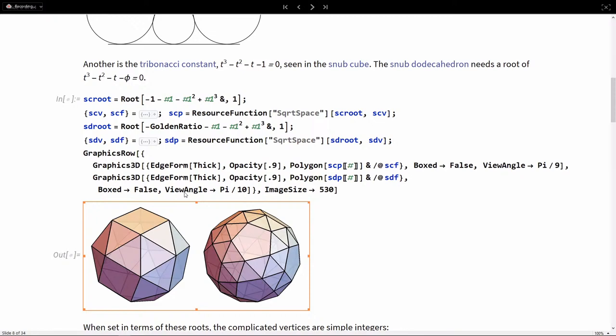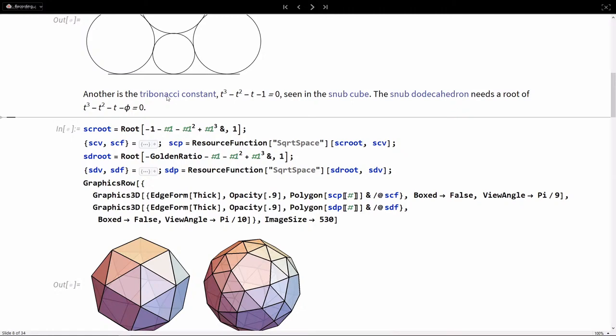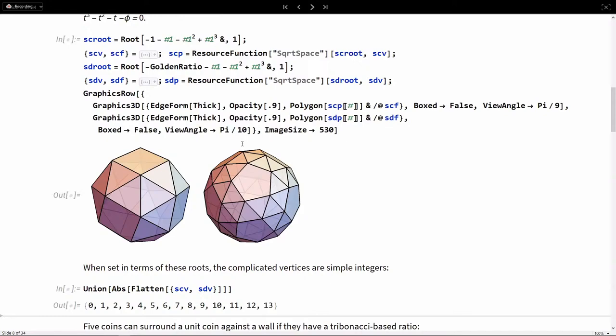It turns out that all the complicated vertices seen in these two, if you look at them in terms of the Fibonacci constant for the snub cube, or the Fibonacci constant in addition to the golden ratio for the snub dodecahedron, all of the complicated vertices simplify to integers if you look at them in the root space of the Fibonacci constant and the Fibonacci constant plus the golden ratio. Everything is integers in those two spaces.